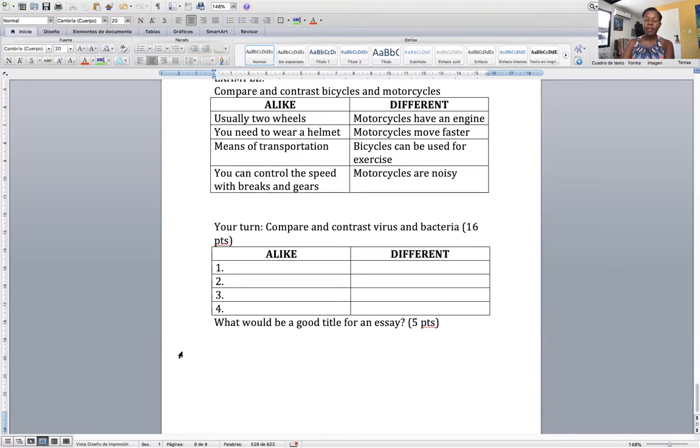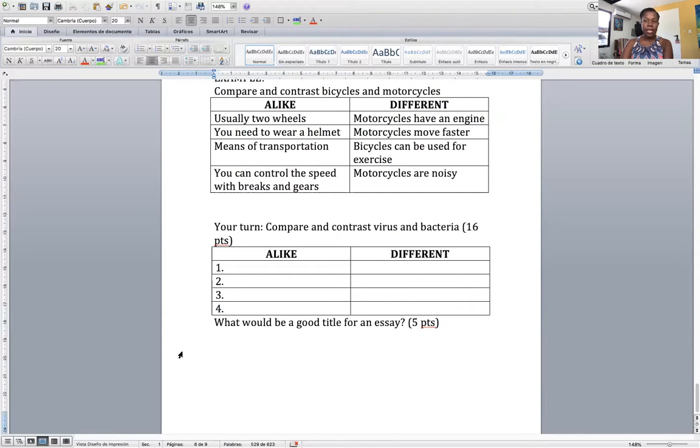And then think about a good title that would be for an essay about comparison and contrasting viruses and bacteria, and give me that title. Remember, there's a specific way in which titles are written in English, either completely capitalized or the first letter of each word is capitalized. Remember that.